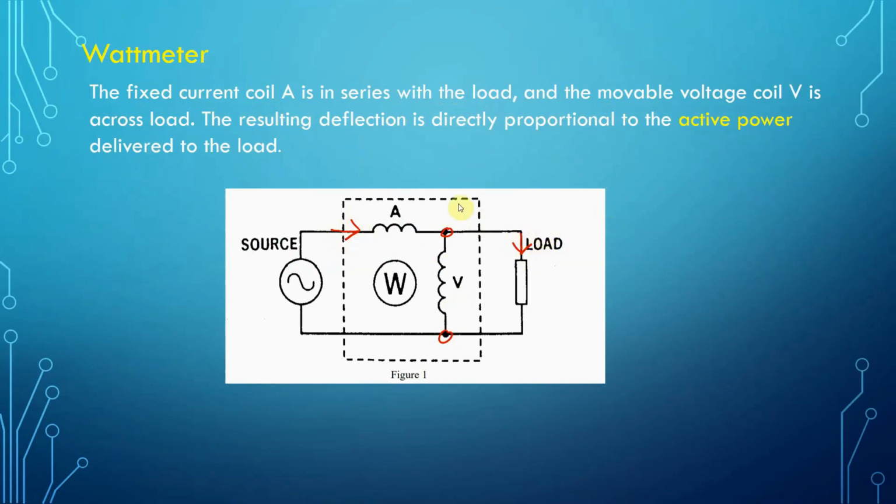It means we can obtain the value of the current and the voltage, and we know that the power will be equal to V times I multiplied by the cosine of the phase angle between the current and the voltage. Then this will give us a unit in watts. Okay?